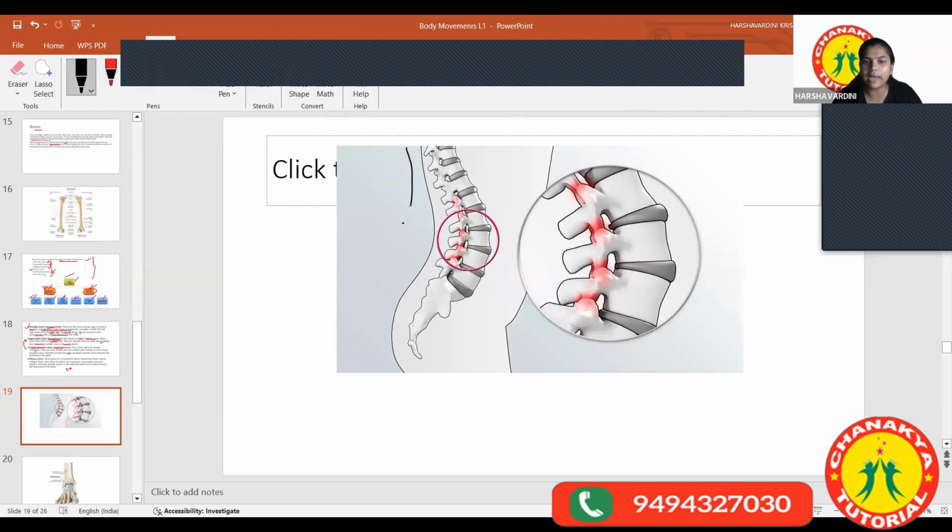This is exactly your backbone. This joint is not 100% movable like your neck. You cannot do like this and all. Only to some extent can it move. If you do more, it will start paining. You will have back pains. One more picture I'll show.